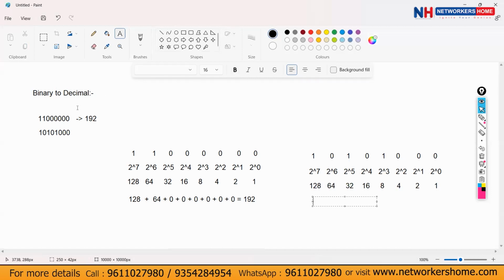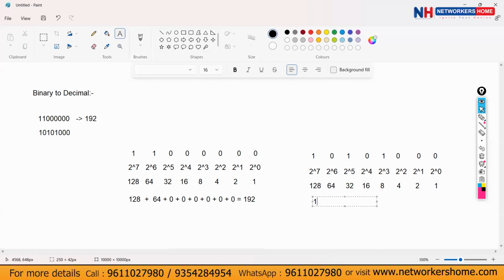Online guys, did you convert 10101000 into decimal? Yes, sir. So now what do we do? Same base values. We spread the binary numbers across the base values. Okay, let's calculate the answer.